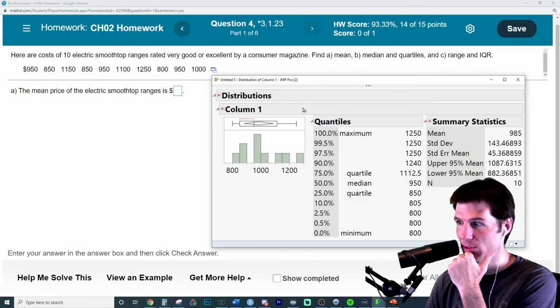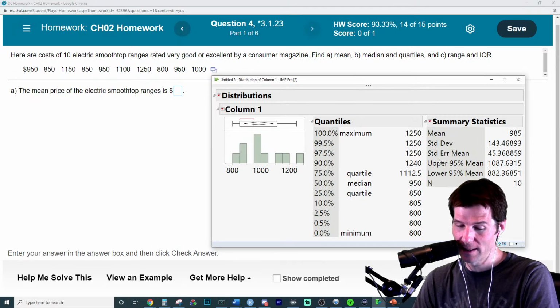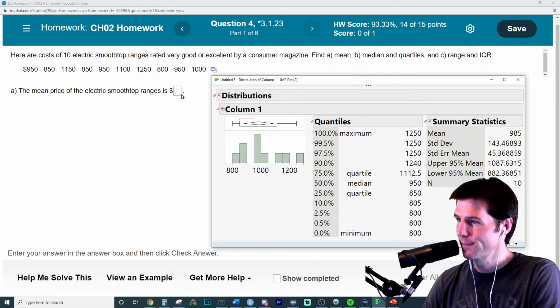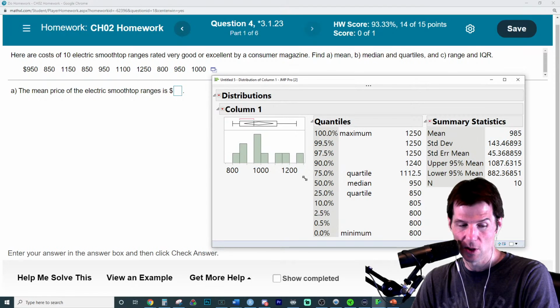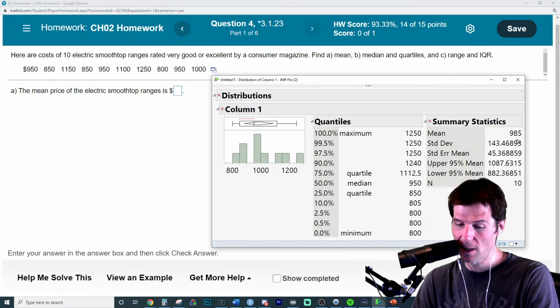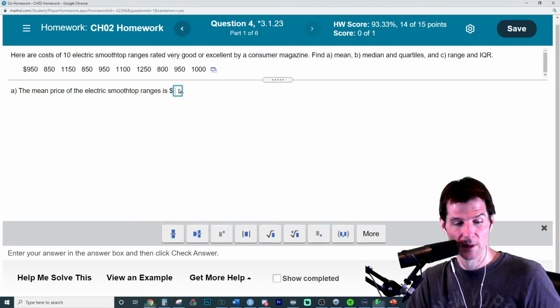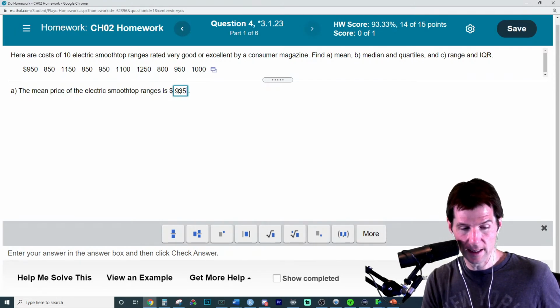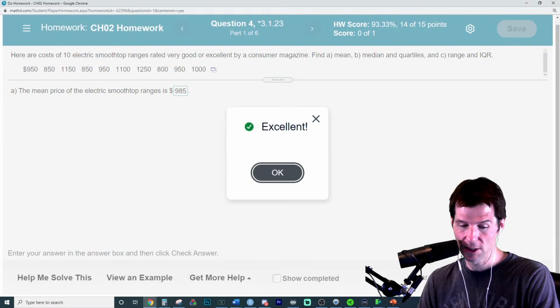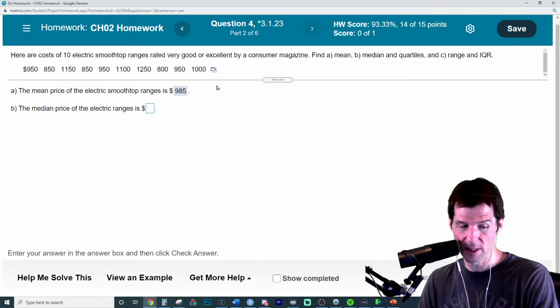This is going to be one of the ones that JMP's going to get mad at us on. I'm going to have to do this by hand a little bit. This is one of the ones we're going to have to do by hand at the end. I know it because I've done it. I thought I removed this question. So here we are. The mean right here is the sum of all them divided by the total. And so this is going to be 985 right here. And that's just all of these prices added up divided by 10.